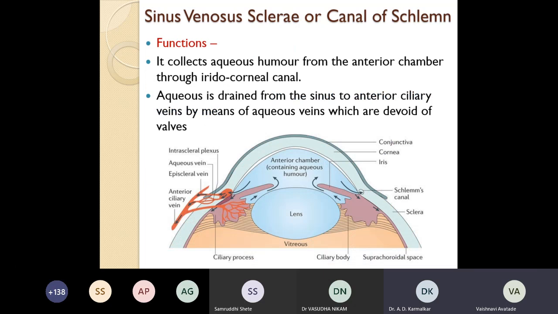Now, what is the function of this canal? It collects the aqueous humor from the anterior chamber through the iridocorneal angle, and this aqueous humor is drained from the sinus venosus sclerae to the anterior ciliary vein. You can see the diagram. There is the anterior ciliary vein carrying the aqueous fluid. The aqueous which is produced has to be drained. It is a continuous process, drained by the sinus to the aqueous vein to the anterior ciliary vein. The important fact is that these veins are devoid of walls.